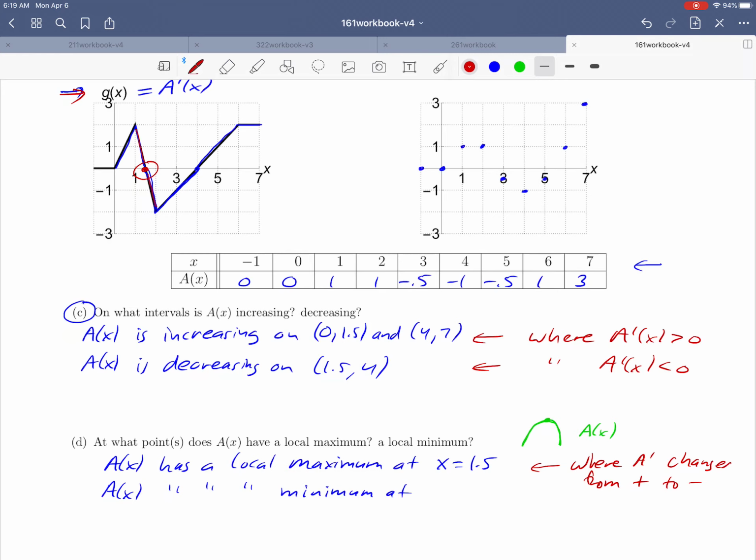There we would be looking for a place where A prime changes from negative to positive. So are there any places up here, again on the graph of A prime of x, where we go from being below the x-axis to above it? I see one point right here at 4. We go from below to above, and so that should be a local minimum of A.